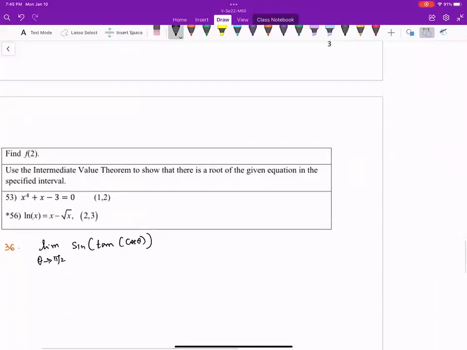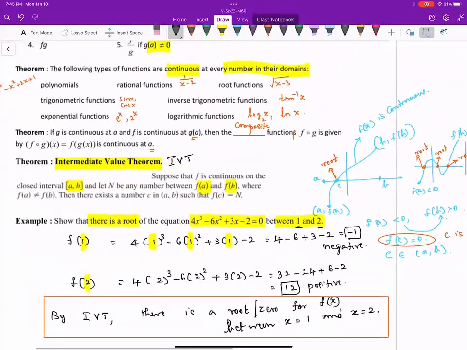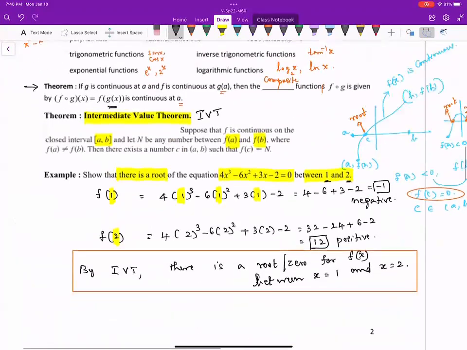So here the property that we use is if f and g are continuous at A, then f composite g will be continuous at A. So it is a composite function being continuous. This is the theorem that we are using. For that, f should be continuous at g of A. So the inside one, f should be continuous at g of A is required here.